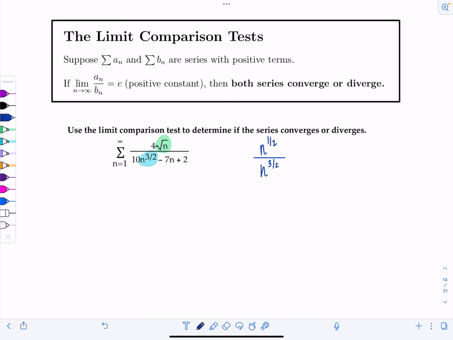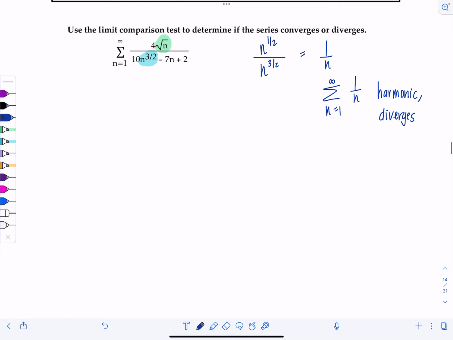Clean that up. n to the 1/2 over n to the 3/2, that's 1 over n. Well, what do we know about the sum n equals 1 to infinity of 1 over n? That's the harmonic series. It diverges. Okay, so now let's see. I suspect my series will diverge also.